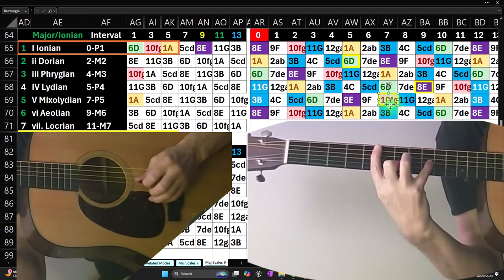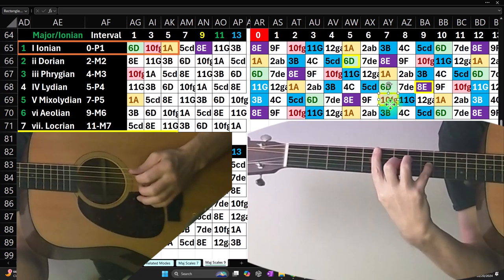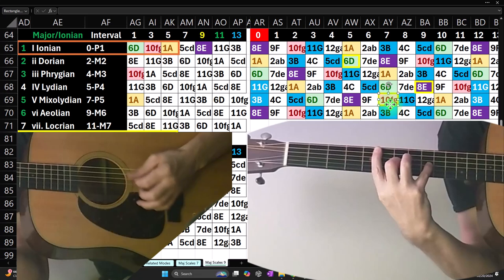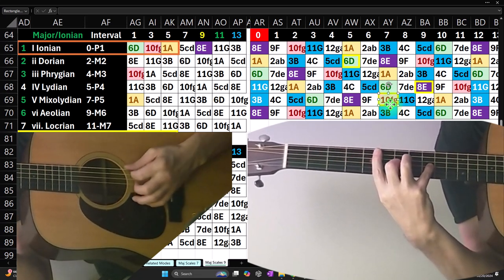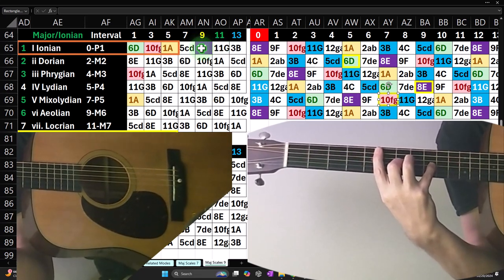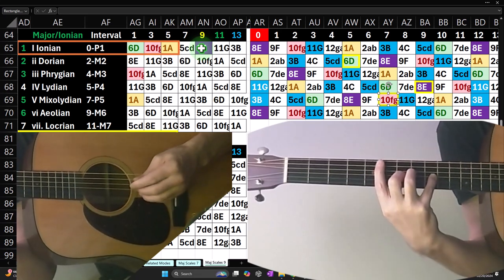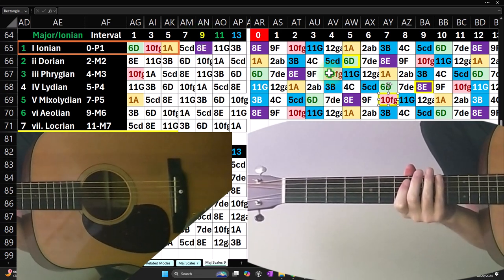I'm muting that string. I could also, of course, grab another root. And I could bar off the G, which is an 11. So now I'm barring off this G. That would give me an 11. All right. Cool.